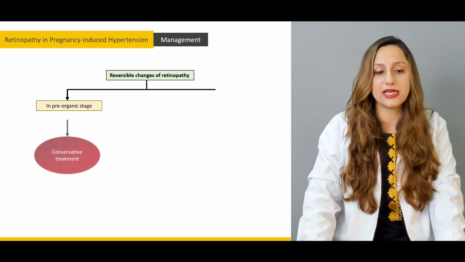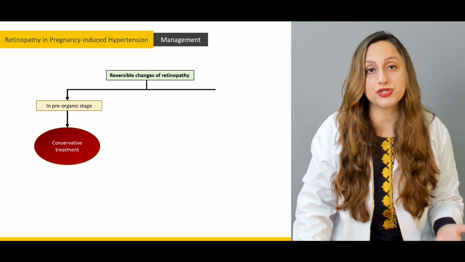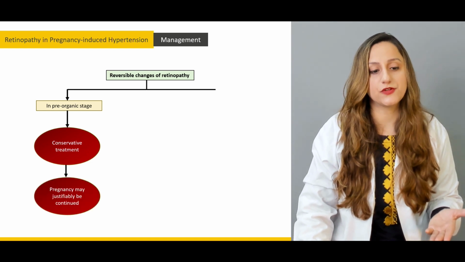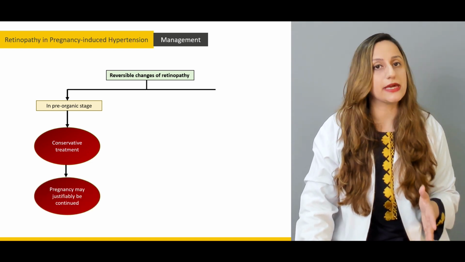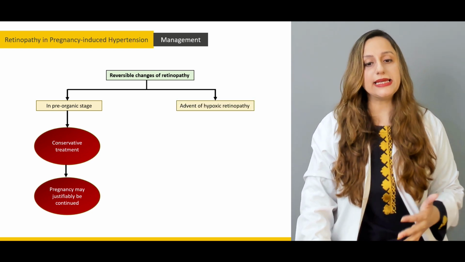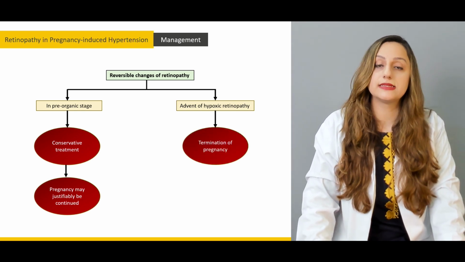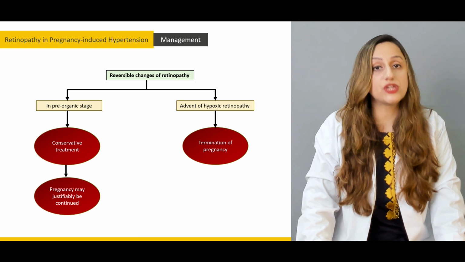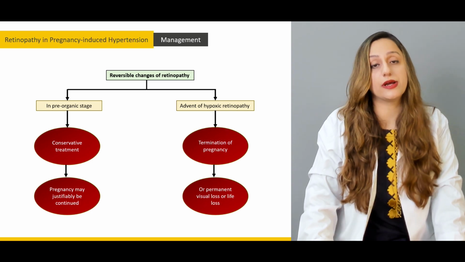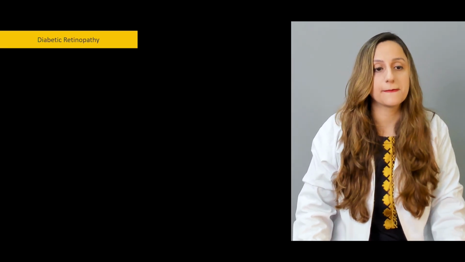In the pre-eclamptic stage, we just give conservative treatment. We control the blood pressure. Antihypertensives are sometimes prescribed. Along with this conservative treatment, pregnancy may justifiably be continued if it's not a malignant kind of hypertension. Then with the advent of hypoxic retinopathy, termination of pregnancy is sometimes suggested. If permanent visual loss or loss of life is suspected, then you terminate the pregnancy.